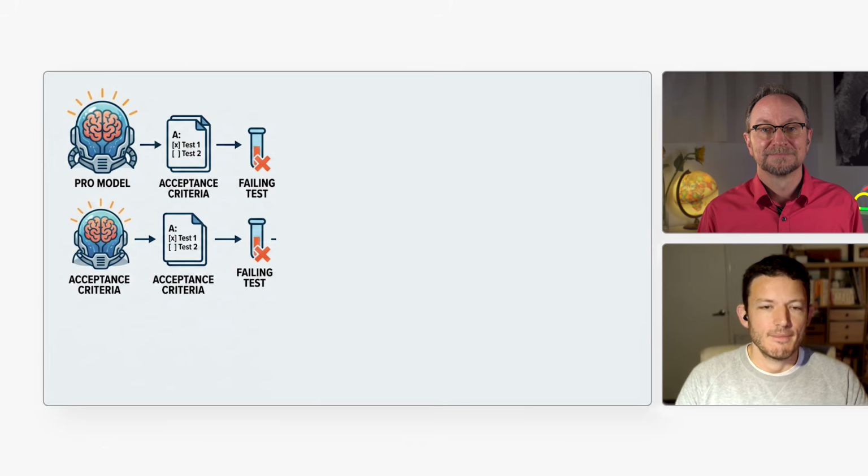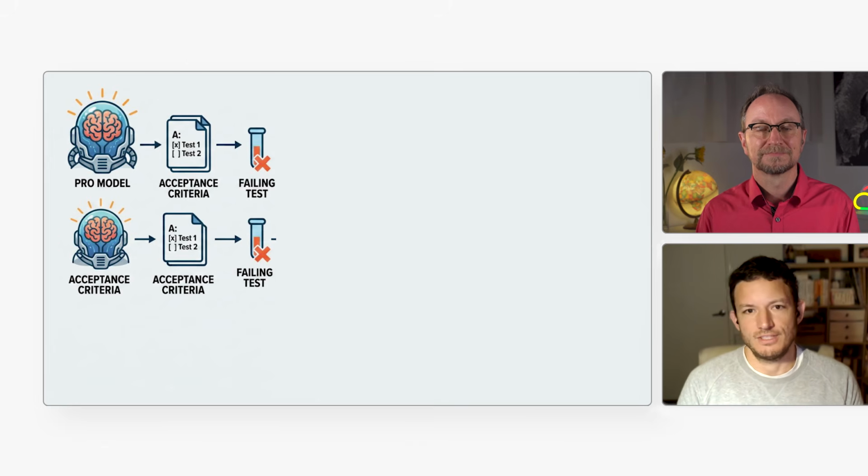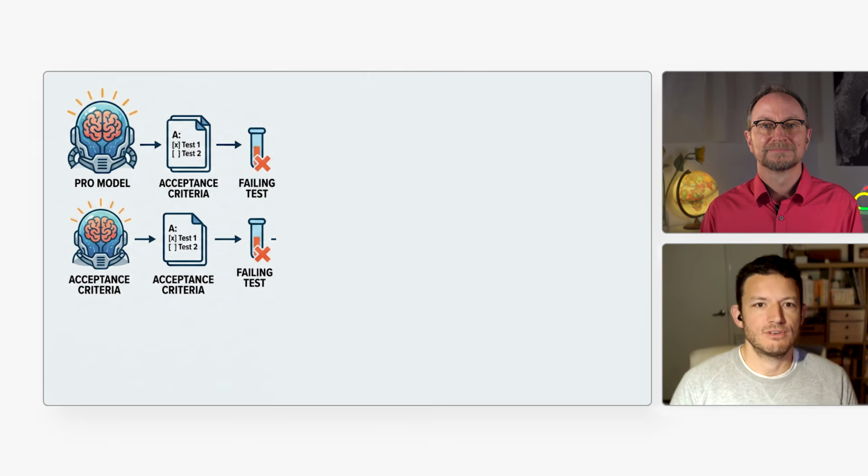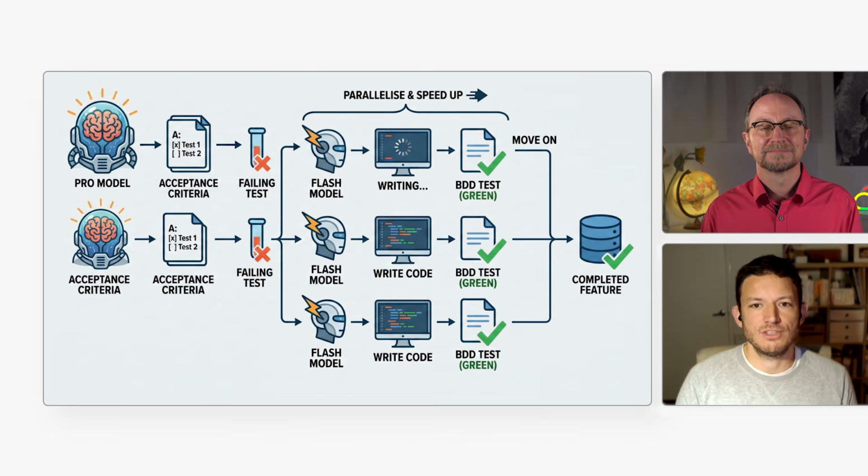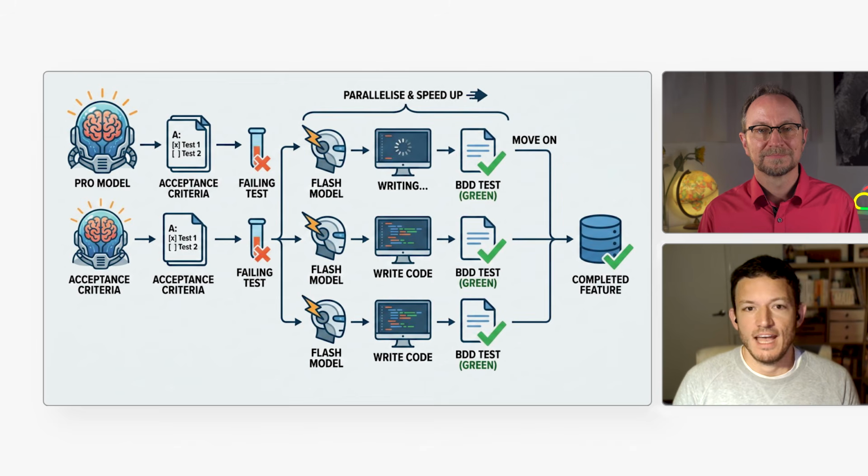Got it. And next you said, next on your list was leading with tests. Yeah, test-driven development or behavior-driven development keeps agents honest. I use pro models to draft the acceptance criteria and the tests if there's not enough information in the ticket. And then I'll hand the execution off to a cheaper model like Flash to write the code. Once the tests turn green, I move on. And you can easily parallelize this work out to speed things up even more.